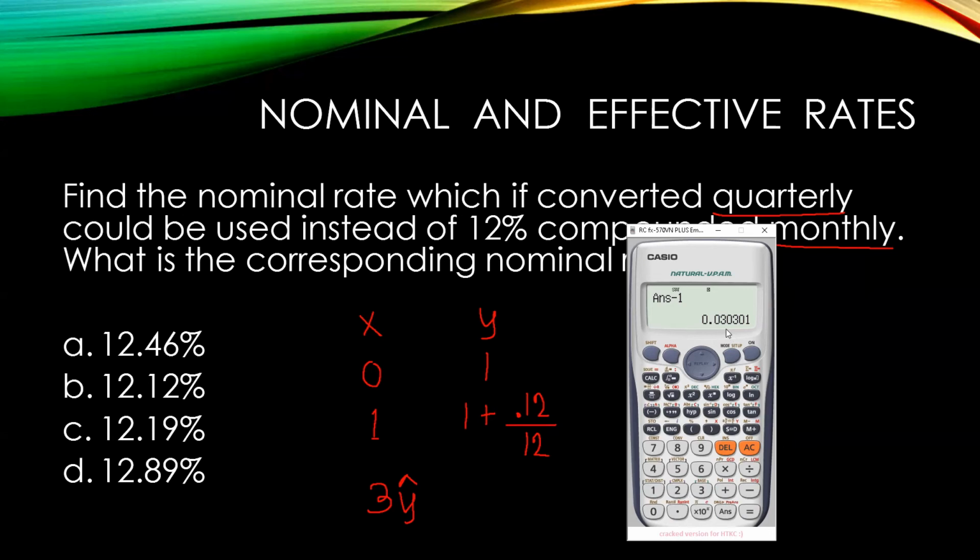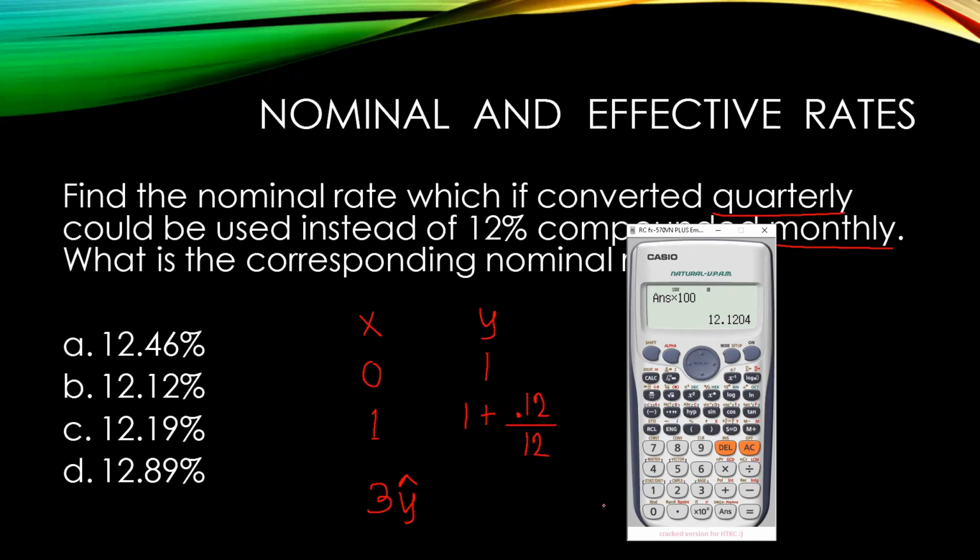Okay, so we have 0.03. Now, times pa ba natin ito ng 4? Yes, dapat i-times natin ito ng 4 since this is converted quarterly. So times pa natin ito ng mode nung quarterly. So times mode pa yan. So times 4. Okay, so the correct answer is 12.12%. Okay, so ganun lang siya. Always remember na M times T ito dito. So mode times time.